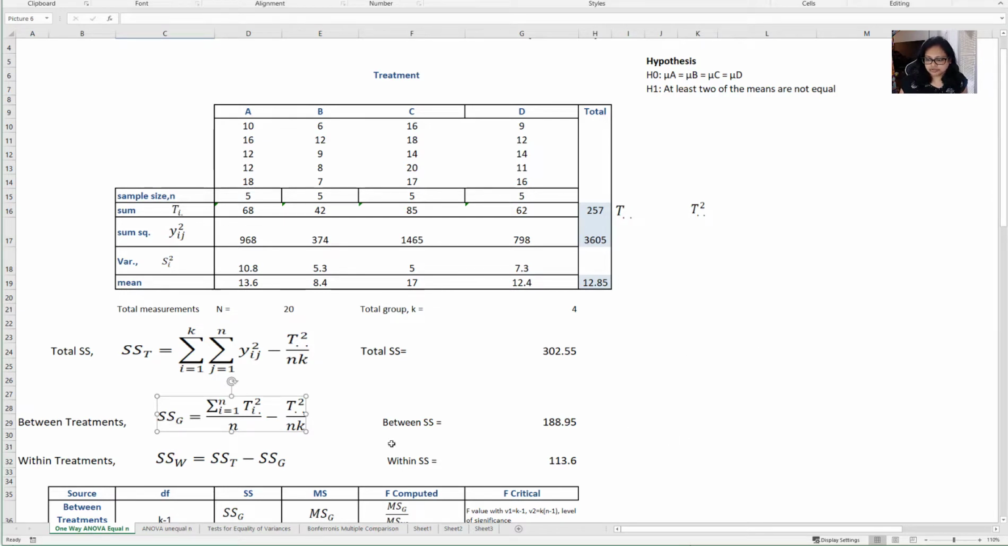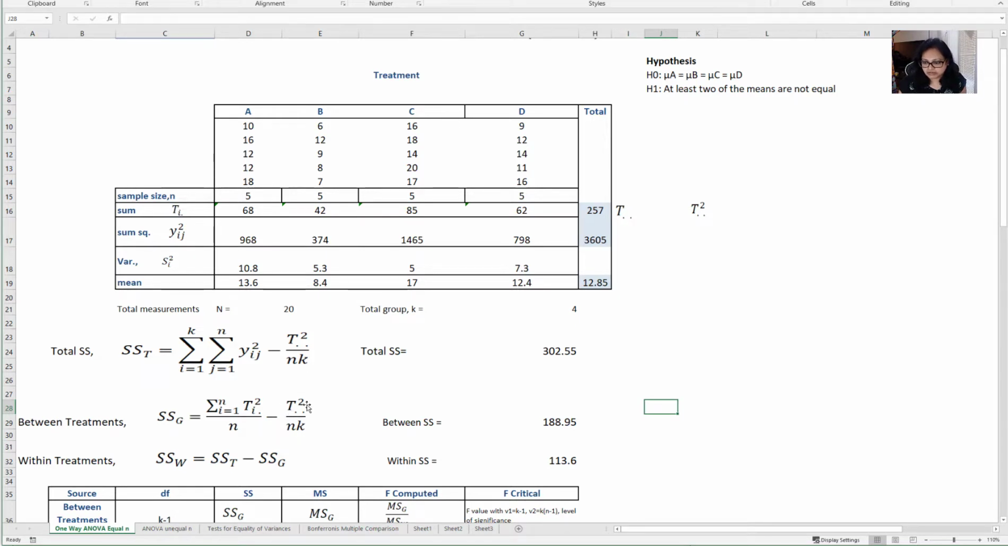So all you need to do is to use this equation. In this equation, let me read it for you. You can see that for each of those treatments, 68 square plus 42 square, 85 square, 62 square. So you have to take the square of them, then sum them and divide by the sample size you have. In each of the cases we have 5.